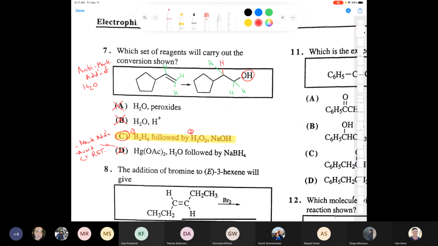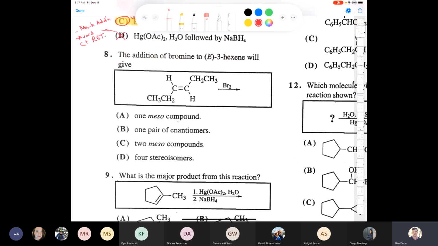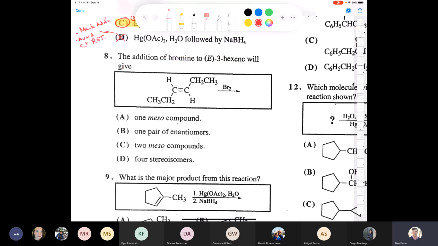All right, let's move on to question 8. I think question 8 is another one that we might need some scratch paper to solve. It says the addition of bromine to E3-hexene, that's this molecule right here, will give, and then we have a whole bunch of options: a meso compound, a pair of enantiomers, 2 meso compounds, 4 stereoisomers. Well, this is one of those questions where you need to know a little bit about mechanisms in order to figure out what the final product is. But the good news is that our book asks this question or something very close to it several times.